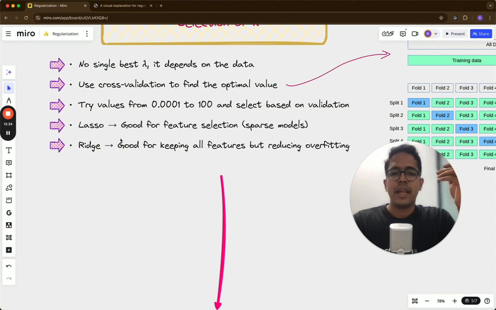And in general, if you want a sparse model where all the features are not considered, where you want to suppress some features that may not be very relevant, then use Lasso. But if you think all features are important to be kept, then you have to use Ridge. You should not use Lasso because Lasso has good likelihood that it may eliminate some features.